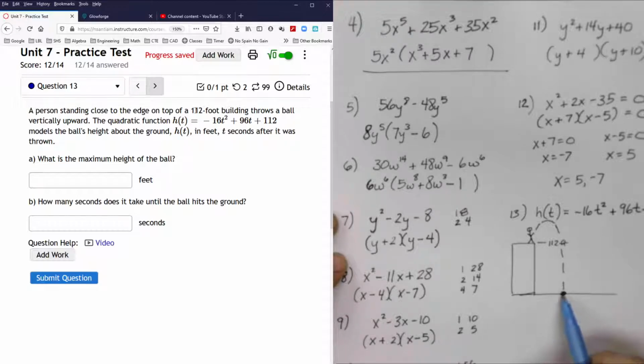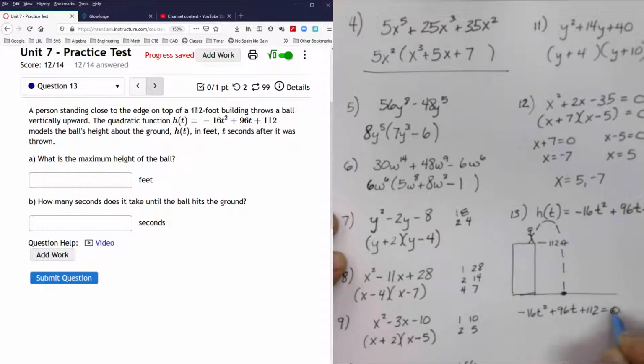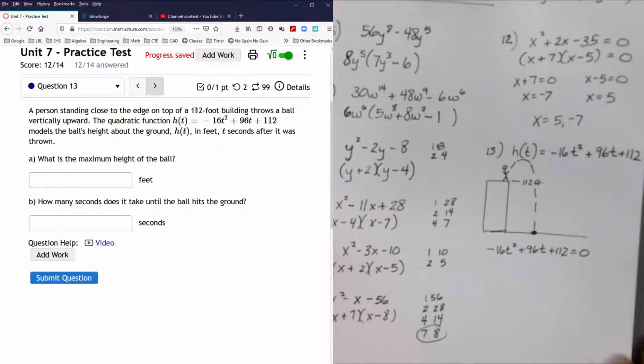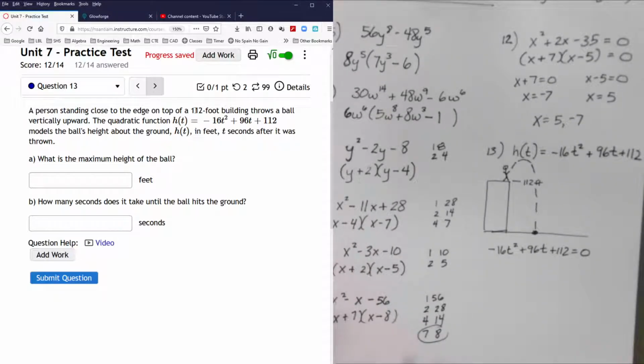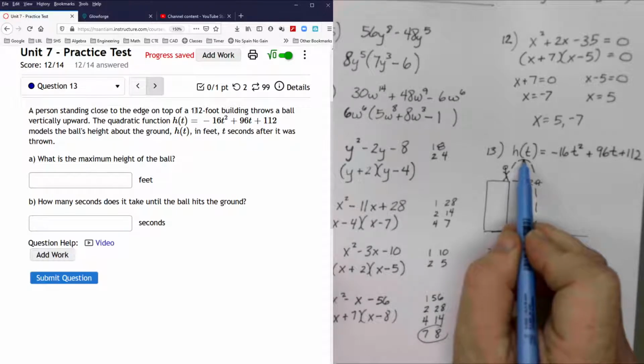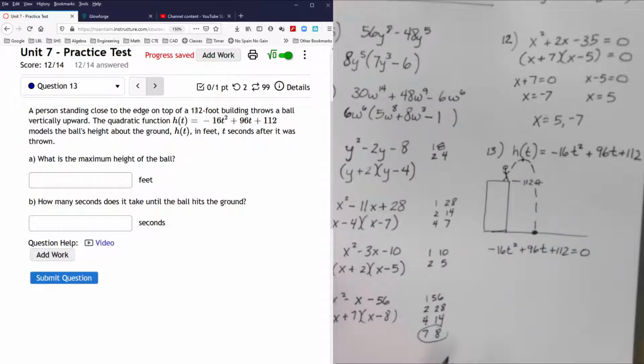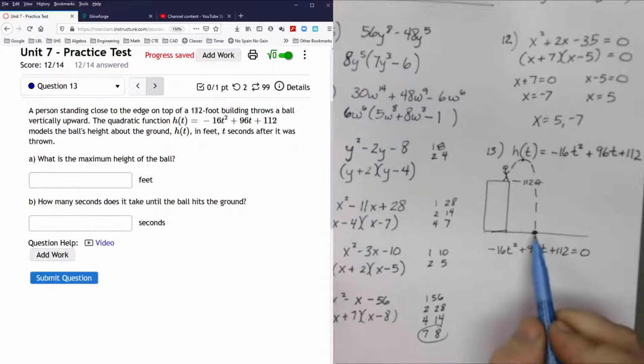At where it hits the ground, my height is going to be 0. So really what they're asking me to do is to solve this equation: negative 16t squared plus 96t plus 112 is equal to 0. That's the equation I'm being asked to solve here. And they want to know two things. They want to know the maximum height of the ball, which is going to be the vertex of that parabola, and then how many seconds it's going to take until it hits the ground.